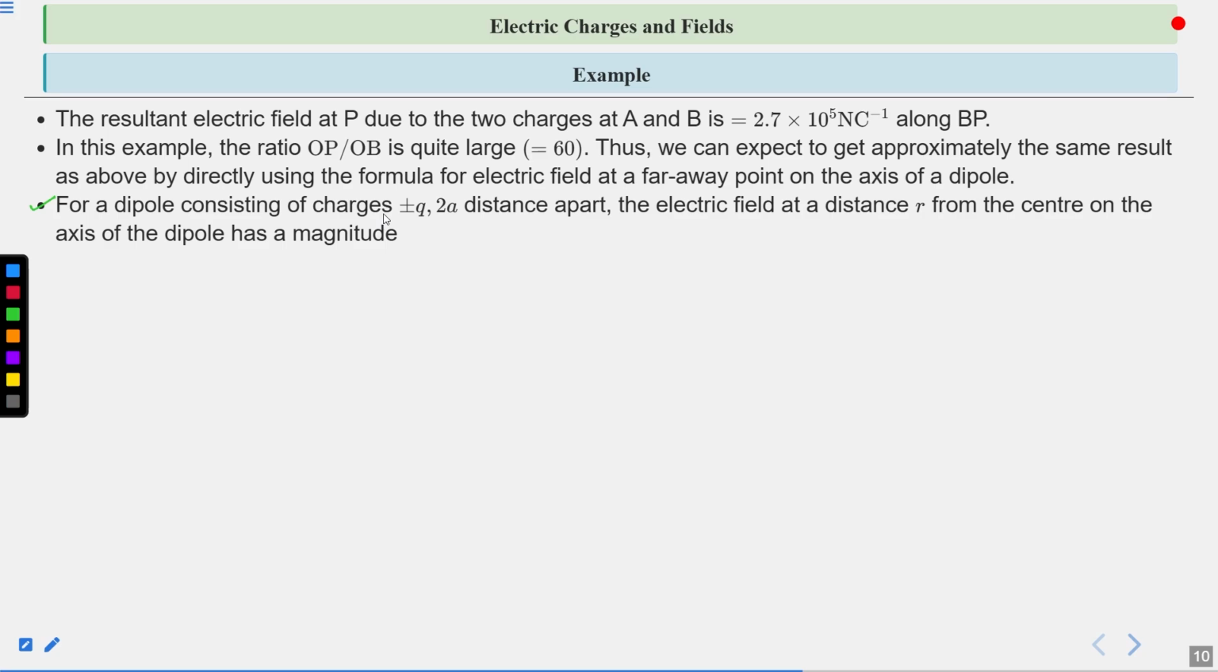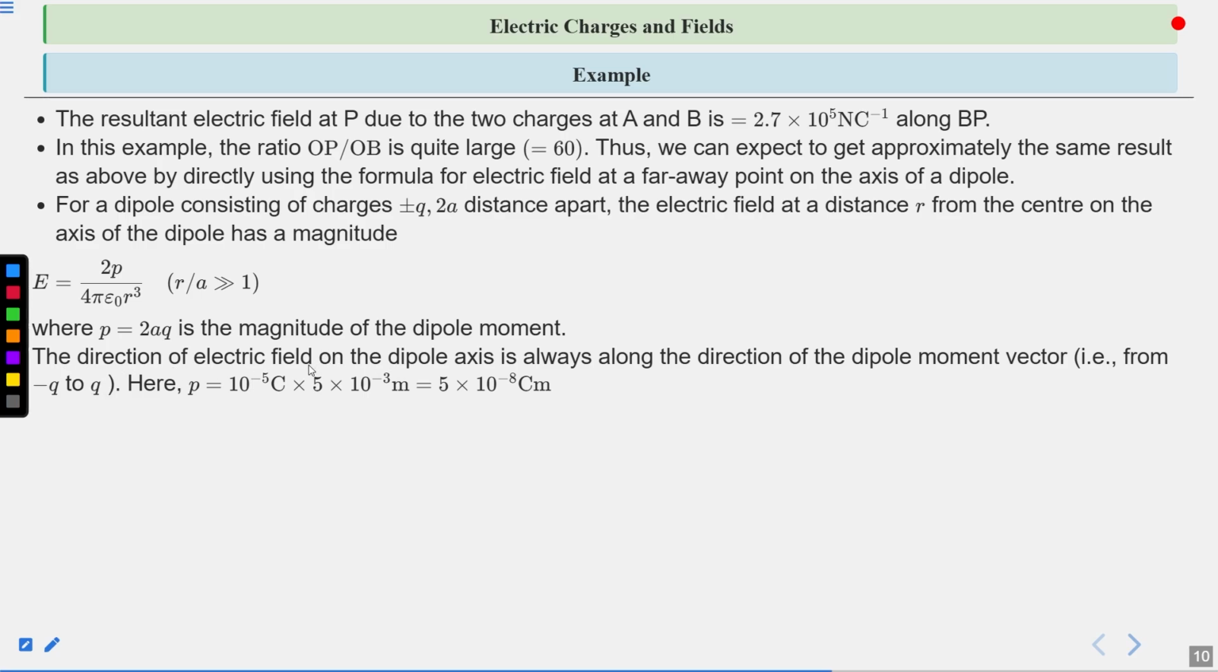For a dipole consisting of charges plus and minus q separated by a distance 2a, the electric field at point R from the center of the dipole on its axis has magnitude E equal to 2p divided by 4 pi epsilon naught r cube, for R divided by A greater than 1, where P equal to 2aq is the magnitude of the dipole moment. We know the magnitude of the dipole moment is P equal to q into 2a. So this is the same.